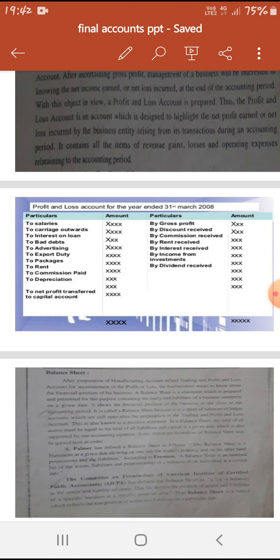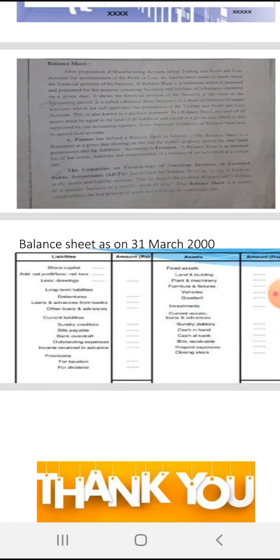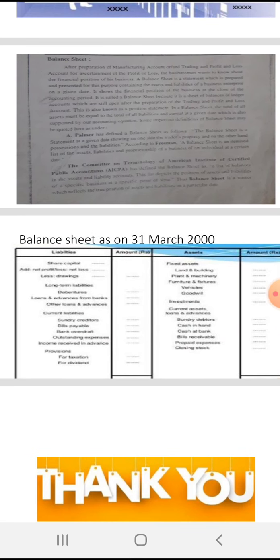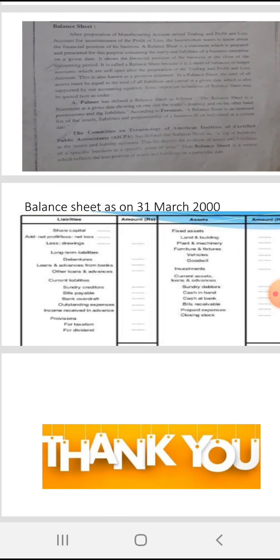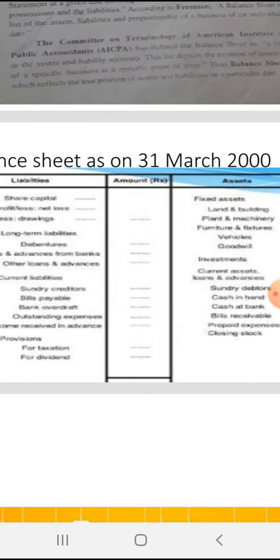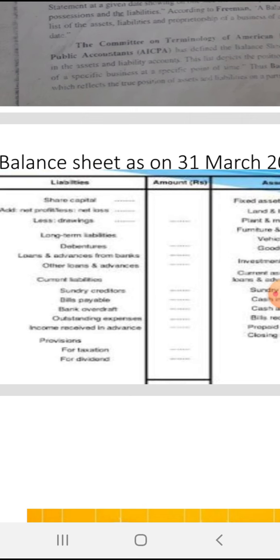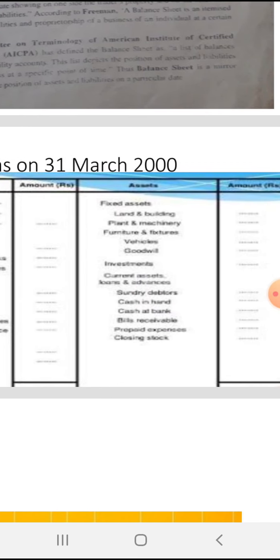The answer of net profit or net loss of trading account or profit and loss account will be mentioned in the balance sheet. The balance sheet is a statement at a given date showing on one side the trader's property and on the other side the possession of the liabilities. Now let us see how balance sheet is prepared. On the debit side, liabilities are written, and on the credit side, assets are written.